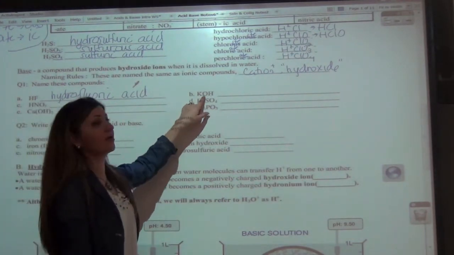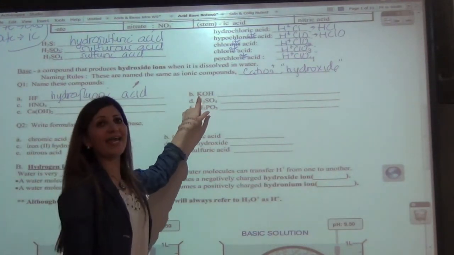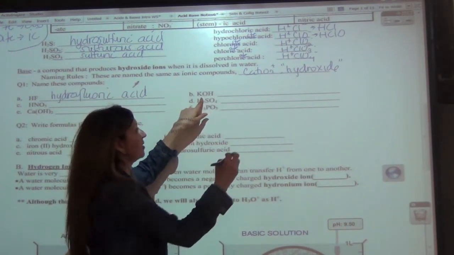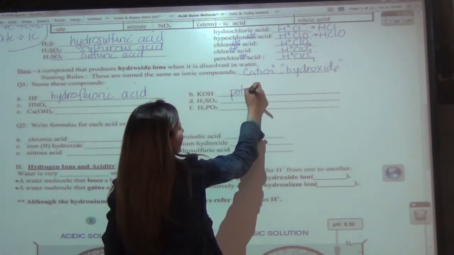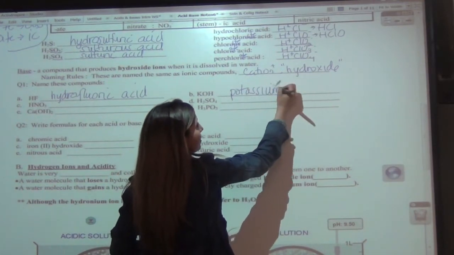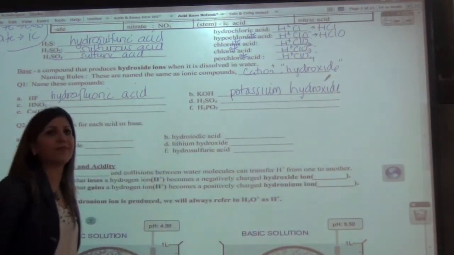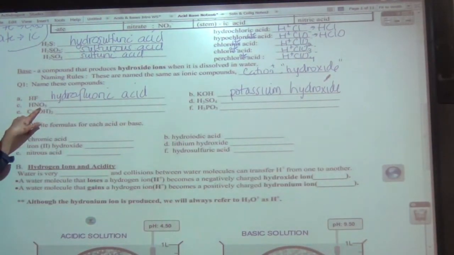Let's go over to the right. Sorry, let's come to B. So K and then OH. So we're going to separate that. K is potassium. Very good. And OH is hydroxide. Very nice. Pretty easy. So the bases are a lot easier. Okay, next person. So we've got NO3.